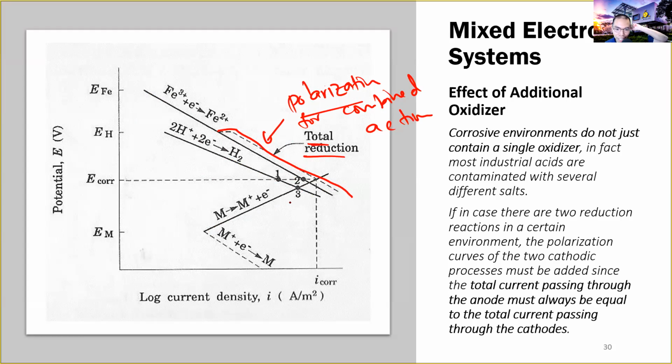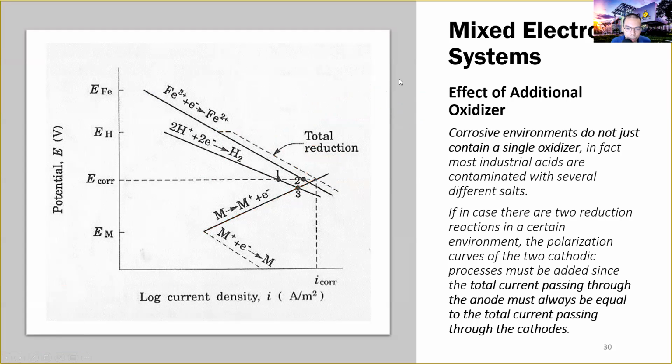And to get the corrosion potential and the corrosion current for the metal, we basically look for the intersection of this metal with this total reduction curve here. So makita natin na ito na, or let's erase everything again. This one and this one, ito na yung magiging I corrosion at E corrosion natin for metal M.